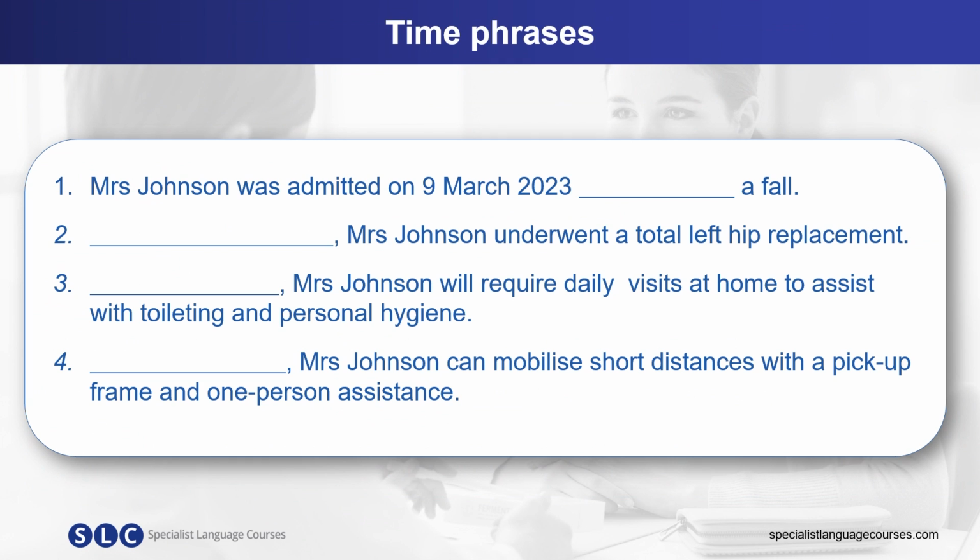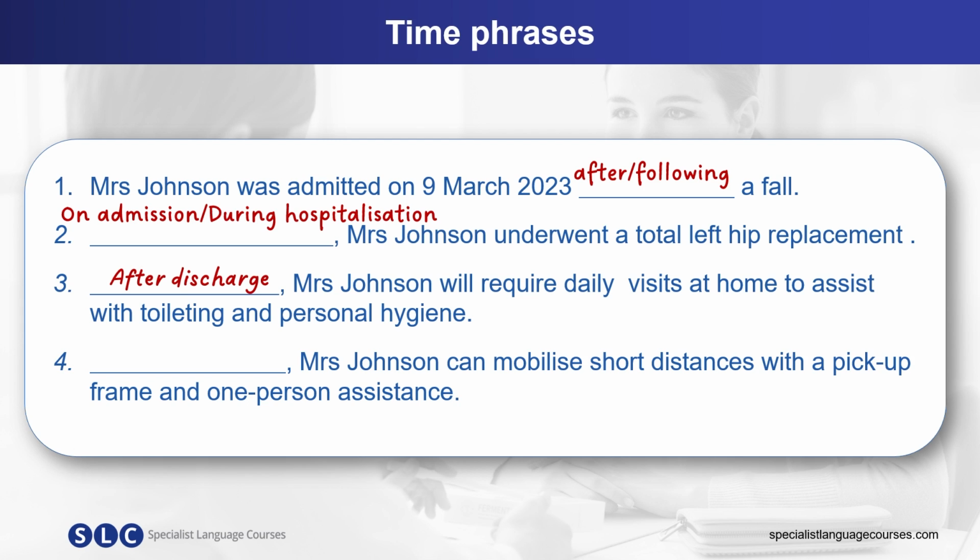Let's take a look at some possible answers. Mrs. Johnson was admitted on the 9th of March 2023 after or following a fall. On admission or during hospitalization, Mrs. Johnson underwent a total left hip replacement. After discharge, Mrs. Johnson will require daily visits to home to assist with toileting and personal hygiene. Currently, or at present, Mrs. Johnson can mobilize short distances with a pickup frame and one-person assist.